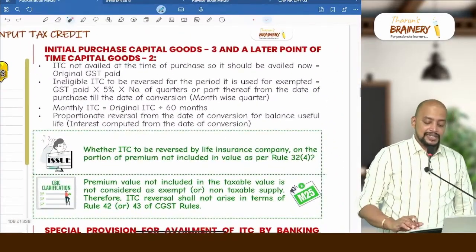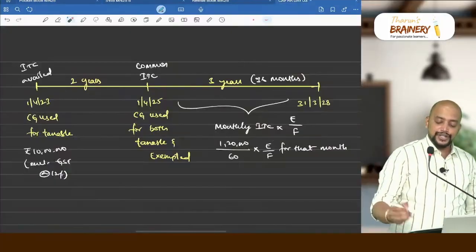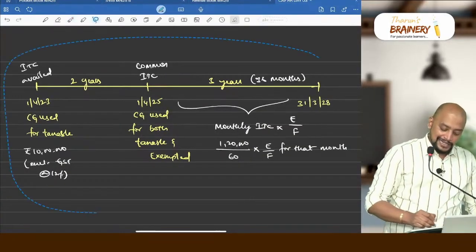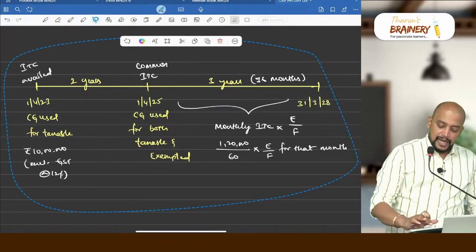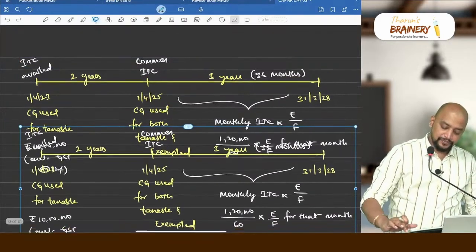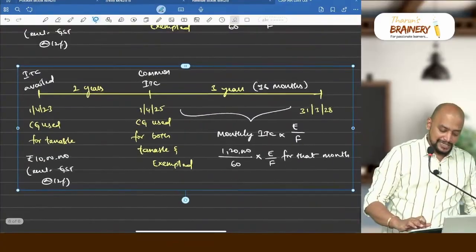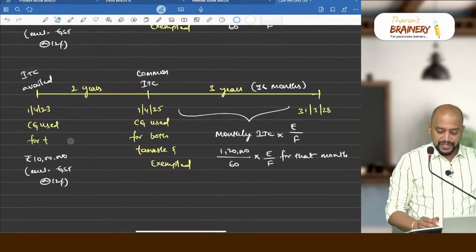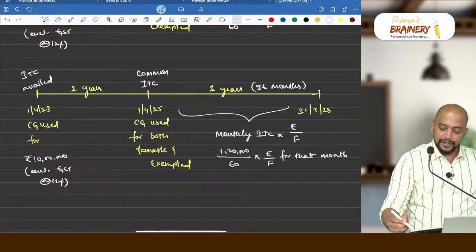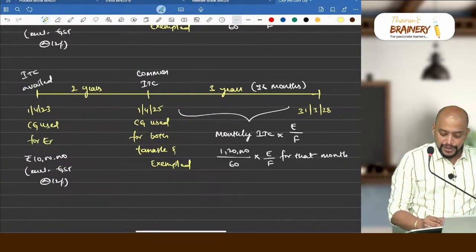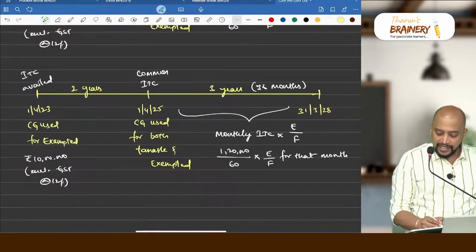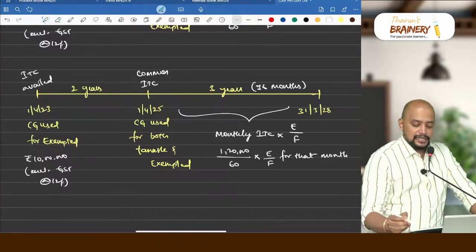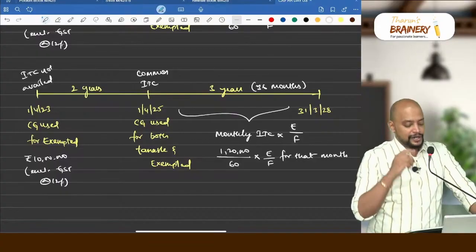Then another special case, that is initial purchase, you are using it for CG3, that is same story, but what happened is that initially I purchased and used it for exempted. Now when I have used it for exempted, whether I would have availed ITC or not, definitely ITC is not availed.